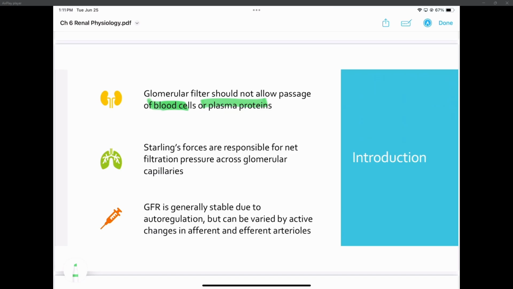We have Starling's forces here again. We learned those a little bit with the capillary stuff, with the vascular function. Same rules apply here. Okay, and GFR is generally stable because of this autoregulation, but we can alter it based off of those afferent and efferent arterioles.